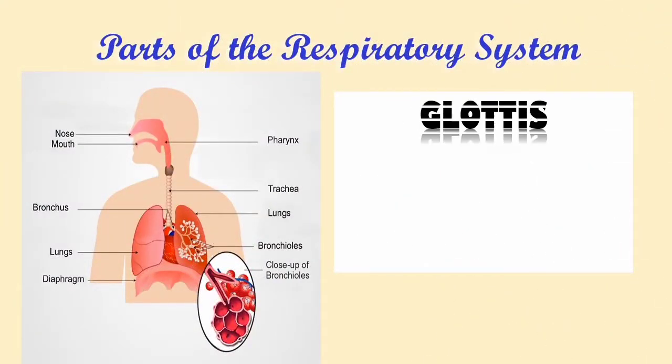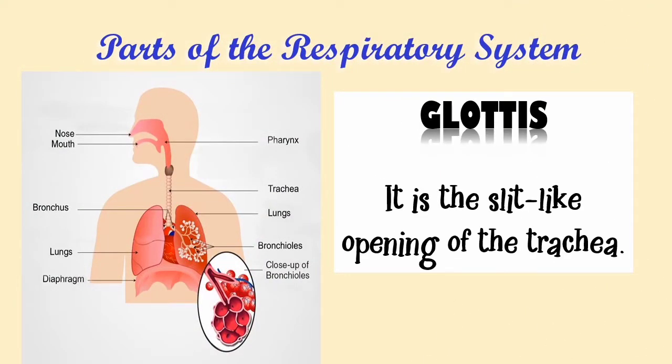Next is the glottis. It is the slit-like opening of the trachea. A flap composed of cartilage called the epiglottis covers the glottis and prevents swallowed food from entering the lower respiratory tract. The epiglottis is in a transverse position at the start of swallowing, then changes to an inverted position at the end of swallowing.